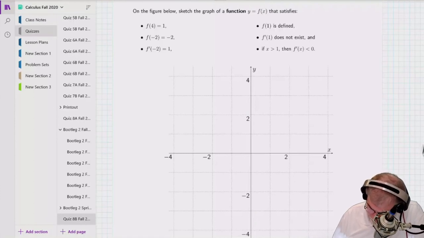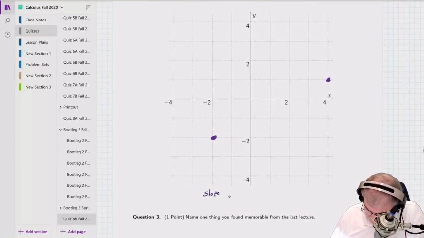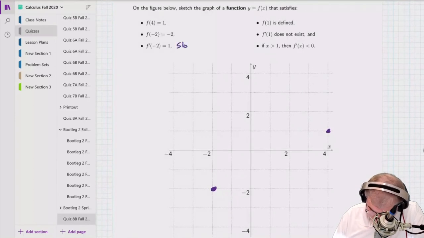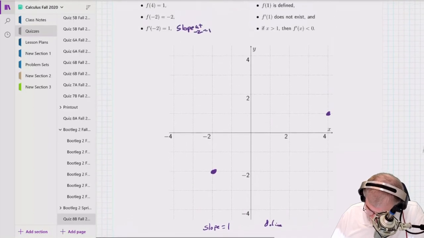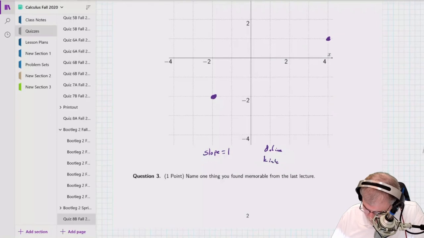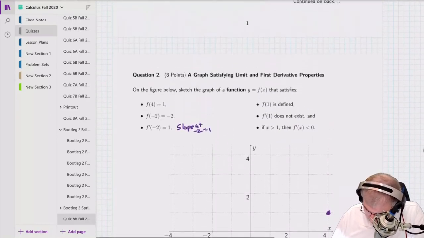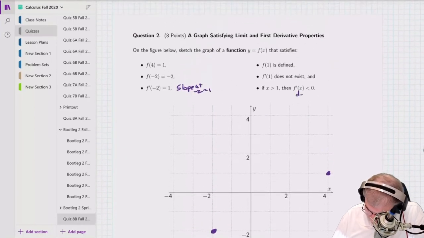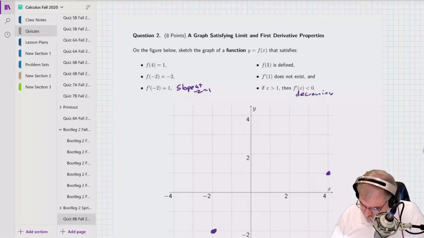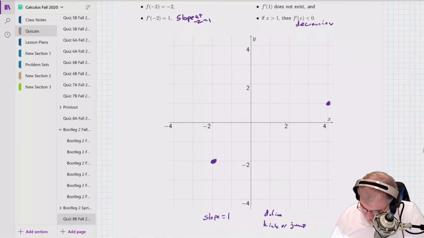Okay, so f of 4 equals 1. I'm just going to go ahead and put that on there. f of negative 2 equals negative 2. f prime of negative 2 equals 1. So I know the slope needs to be 1. f of 1 needs to be defined. f prime of 1 does not exist. And if x is greater than 1, then f prime of x is less than 0. So this means I'm decreasing. I want all the tangent lines to be downward sloping. So if x is greater than 1, f prime of x is going down.